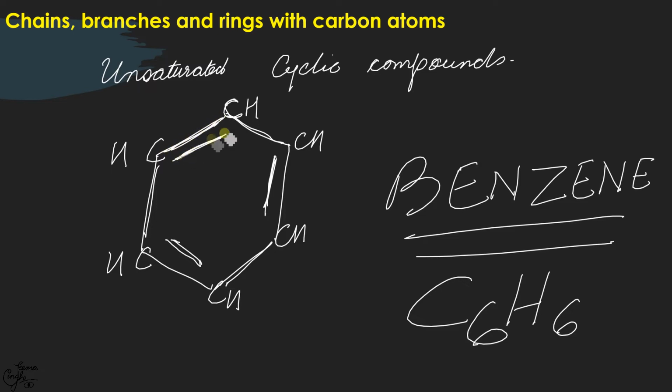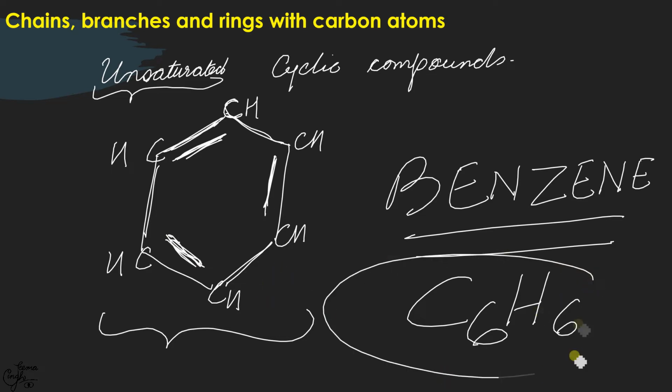Since you have carbon-carbon double bond, it's benzene. It is an unsaturated hydrocarbon. So it's called as unsaturated hydrocarbon. You should remember the structure of benzene. They might ask you to draw the electron dot structure of benzene. You should be able to draw it.